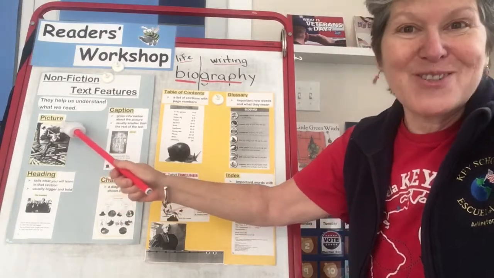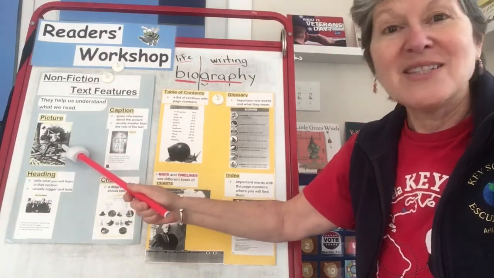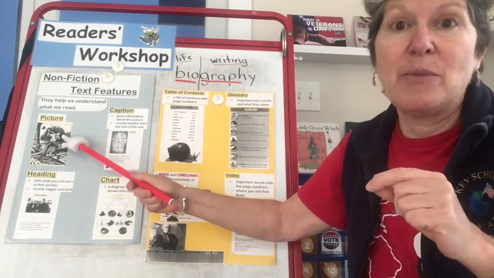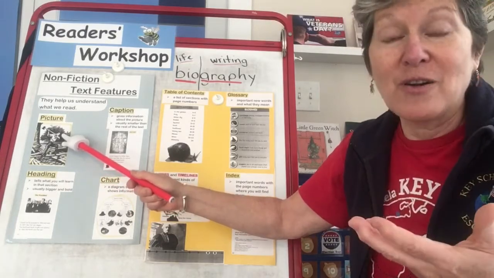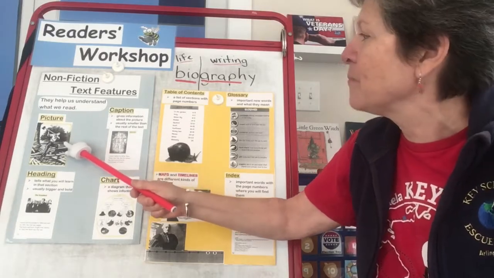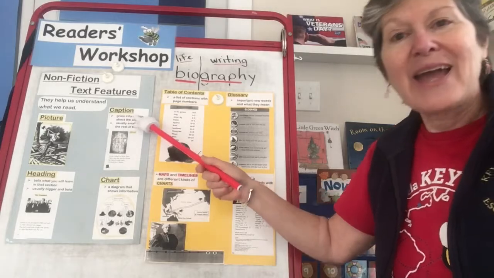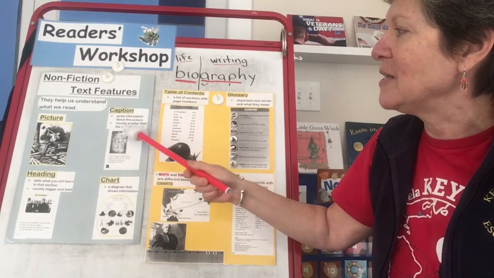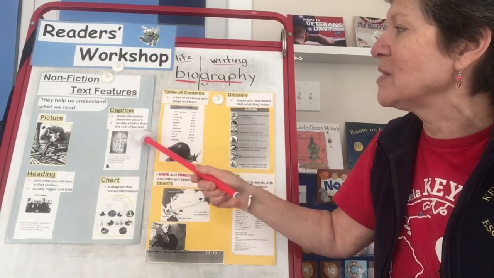So pictures, that's the first one, right? Lots of information books have pictures. The pictures could be drawings if they're about things that are old, or the writer chose to have drawings, or they could be photographs. There might be a caption. A caption gives information about the picture, and it's usually smaller than the rest of the text.